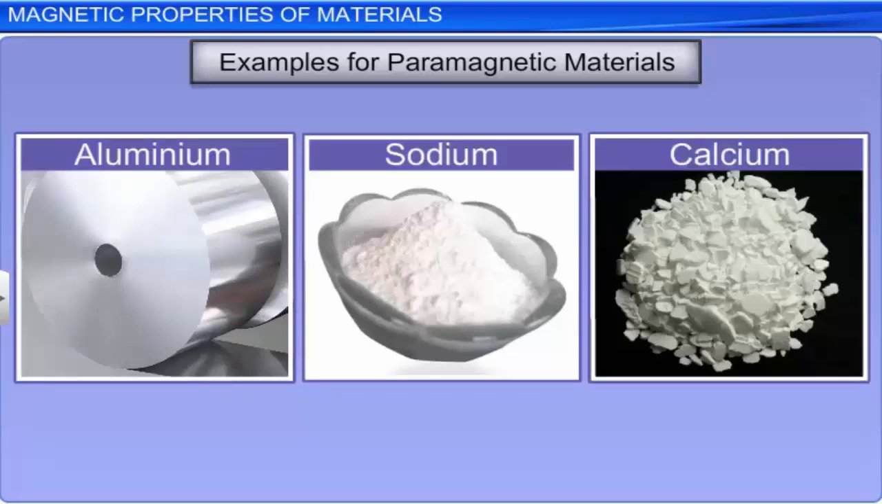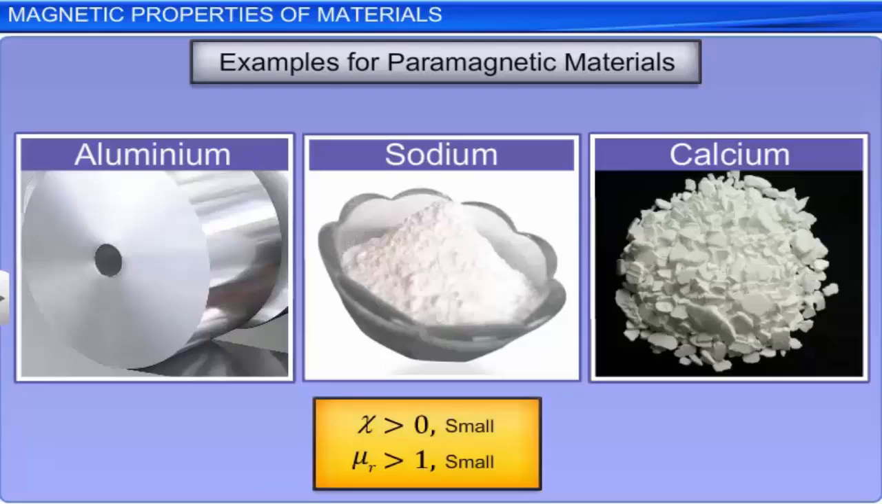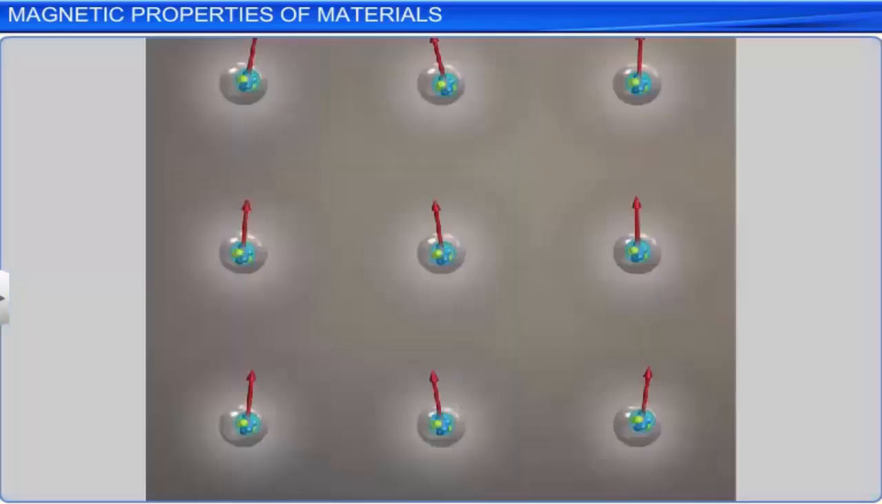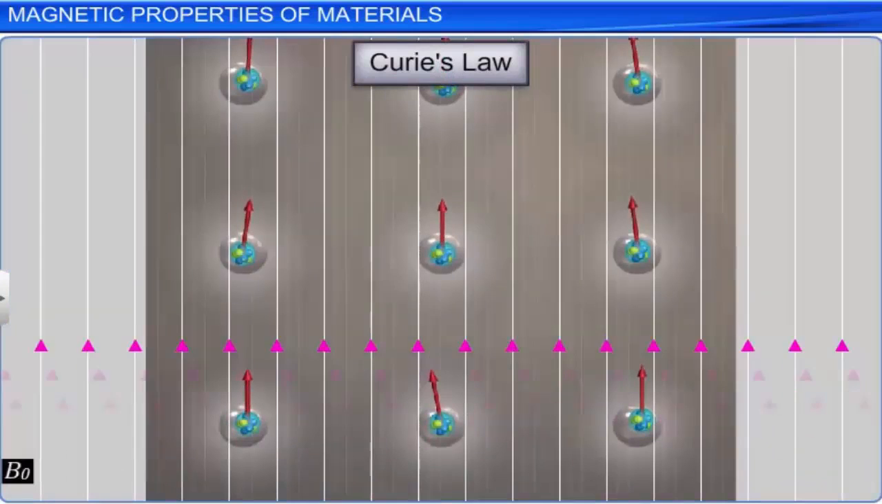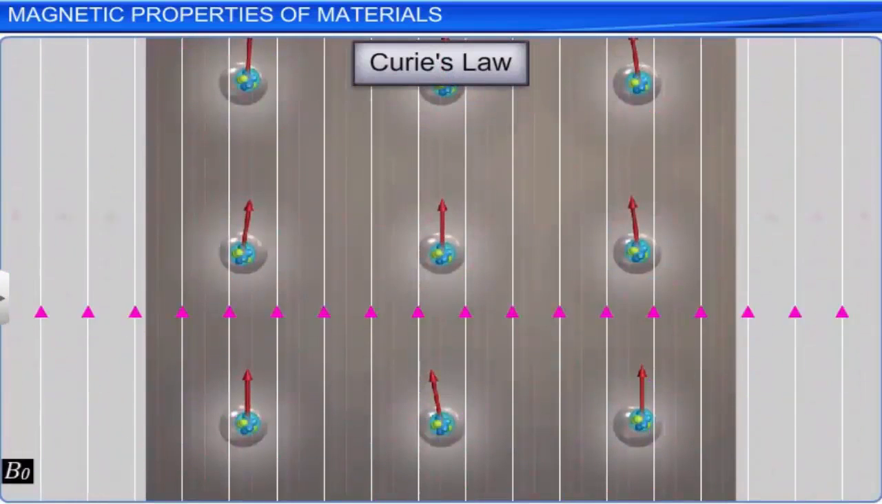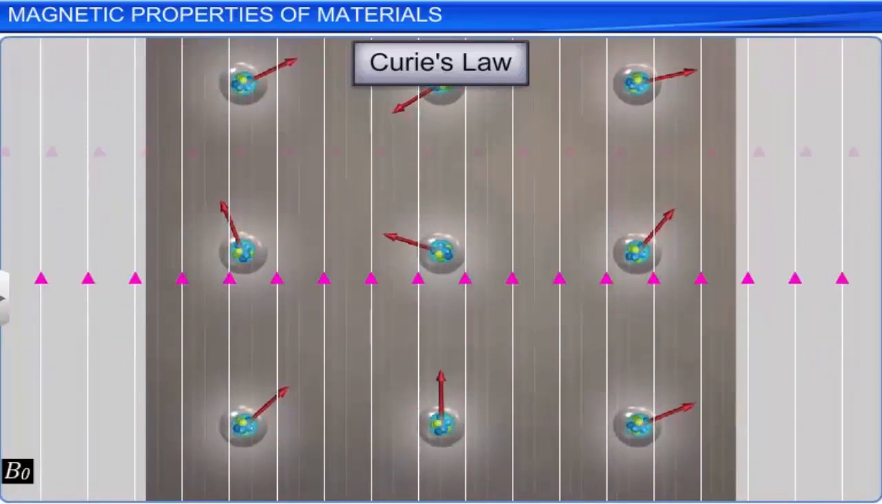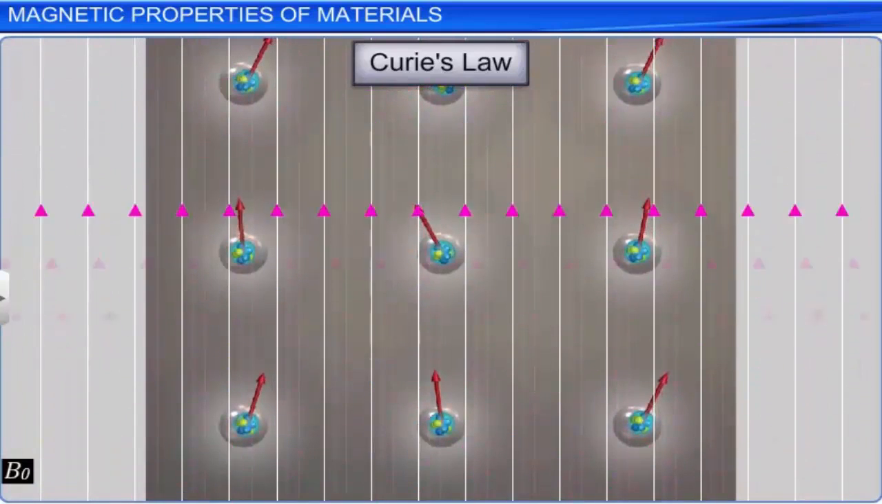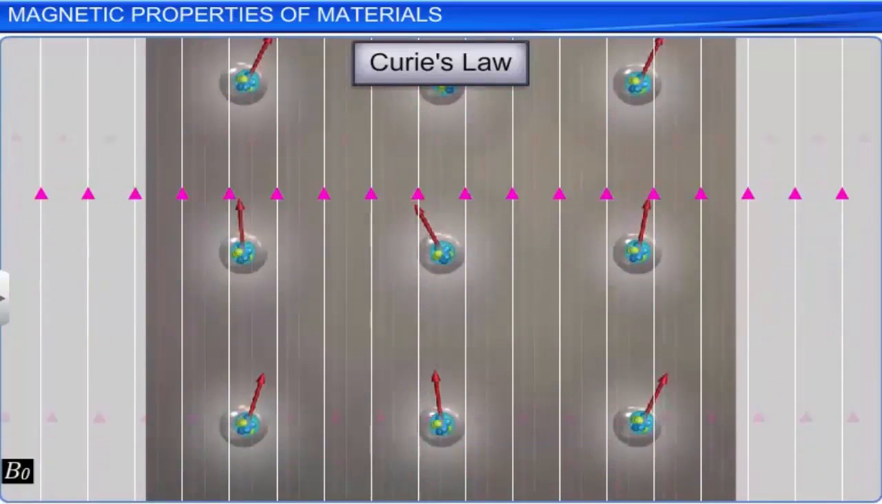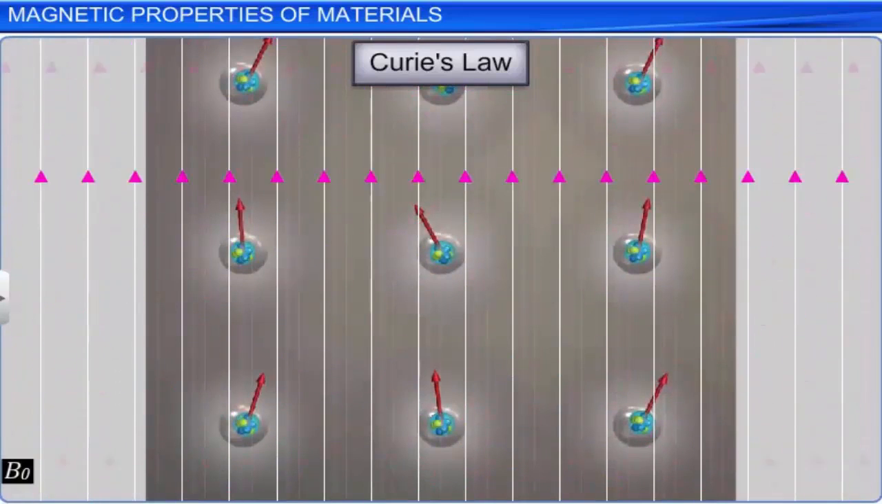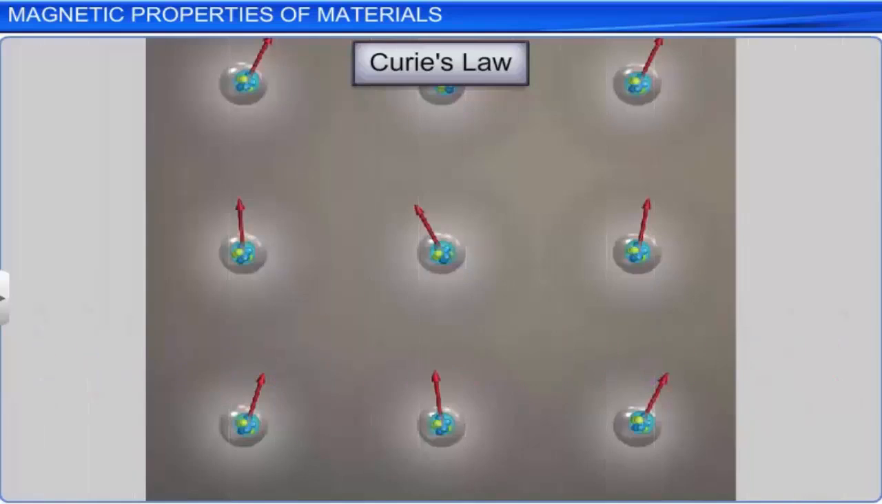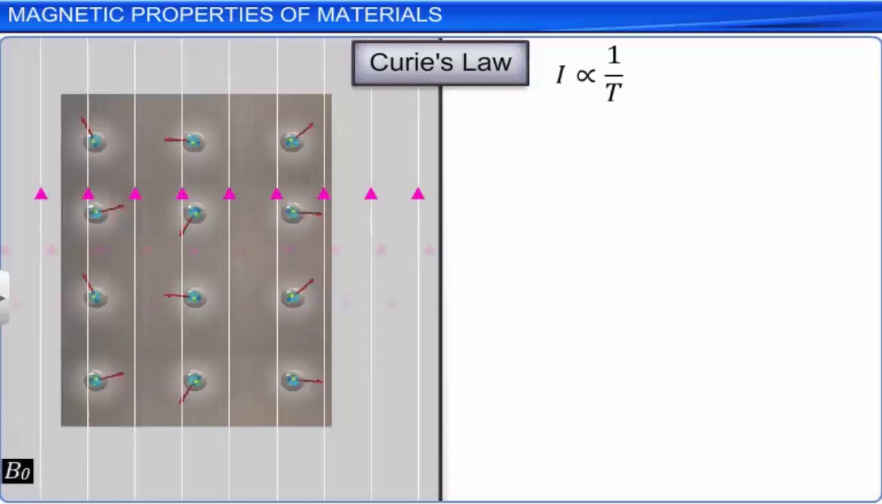Magnetic susceptibility of paramagnetic materials is small and positive. Relative magnetic permeability of these materials is slightly greater than 1. A paramagnetic material placed in an external magnetic field gets weakly magnetized. The magnetization of the paramagnetic material is inversely proportional to its absolute temperature. That is, I is inversely proportional to T. Let this be equation 1.